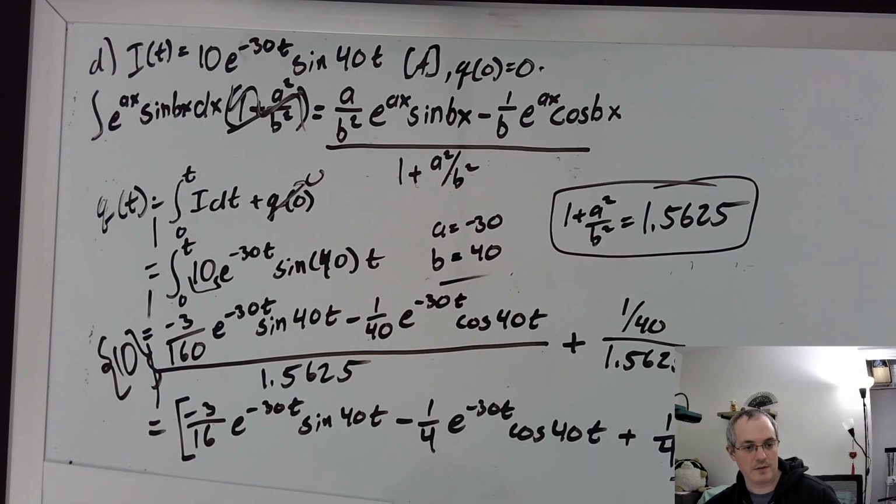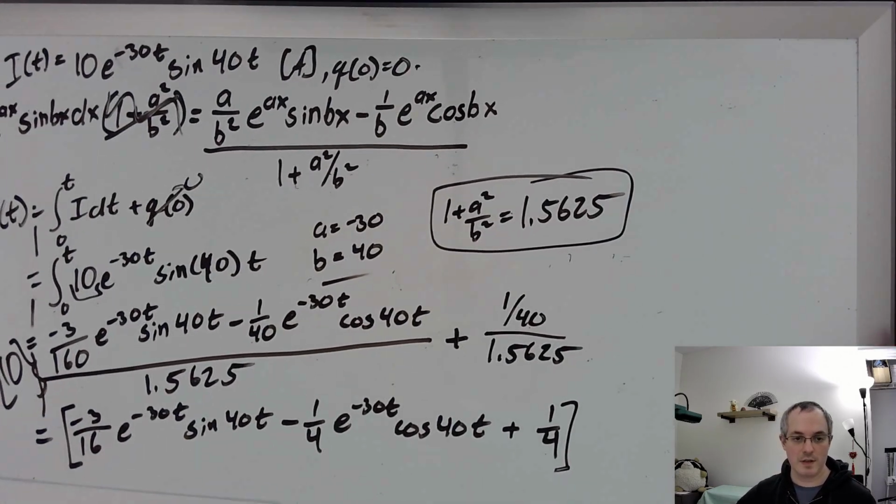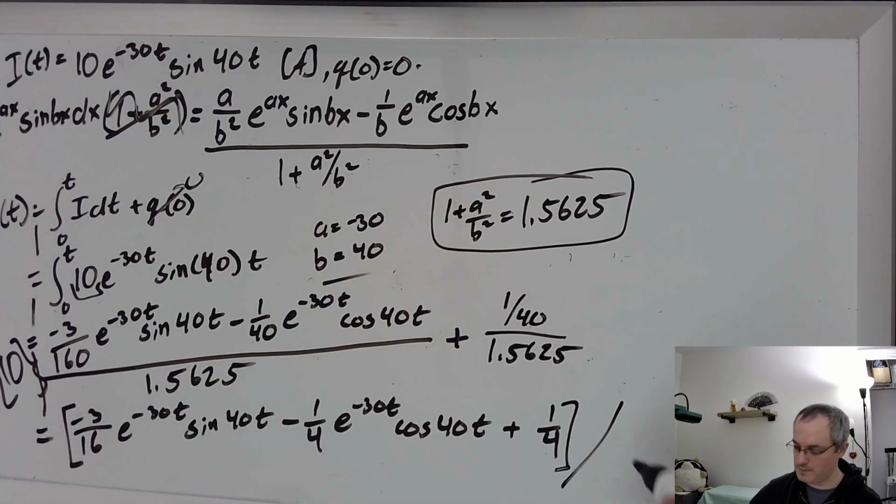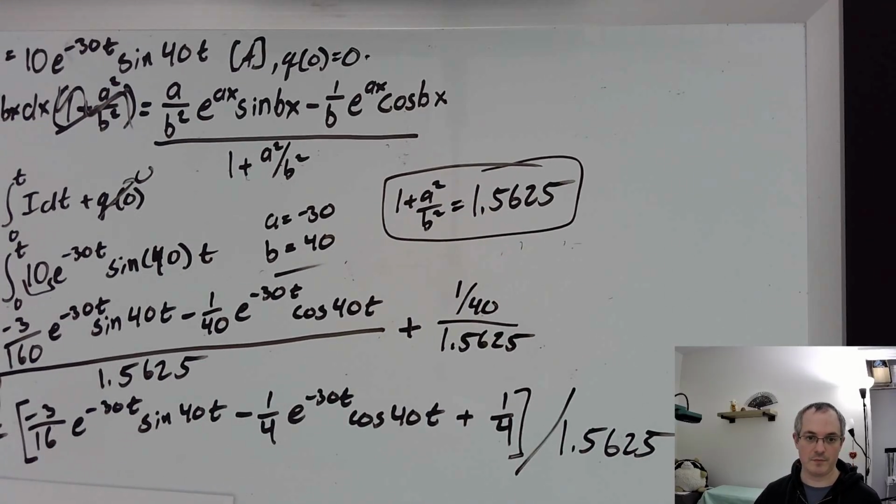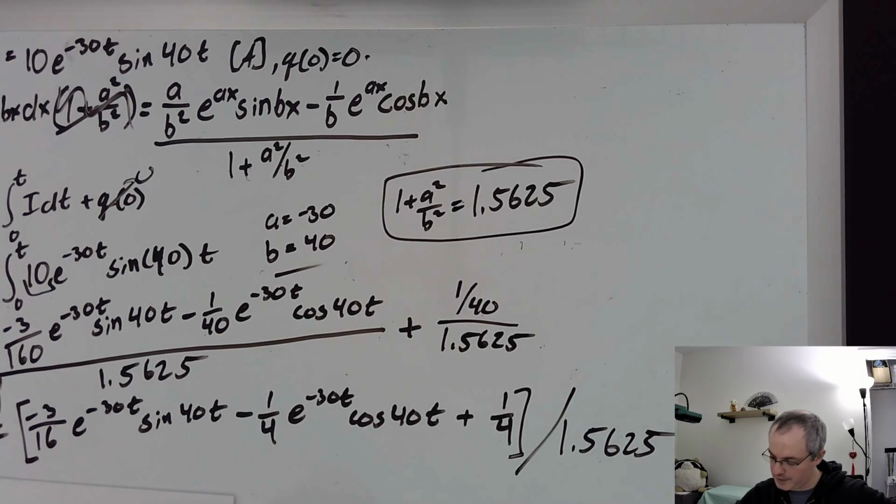I'll just slide it over. The whole thing gets divided by 1.5625. So I think that's what it is. There's probably ways that you could make it nicer. Like there's a factor of a fourth, factor of a fourth, factor of a fourth there. So you could take that out and have a 1/4 in there.